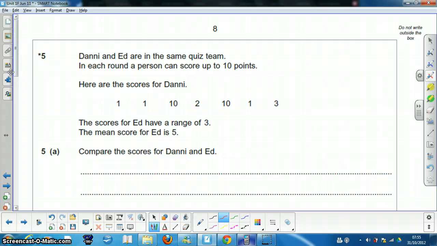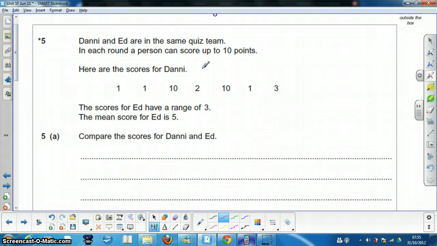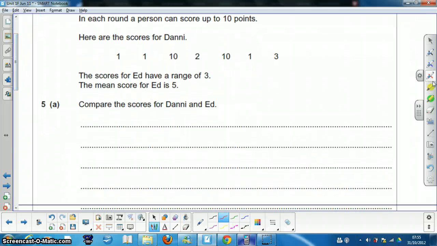Right, we're getting there now, we're about halfway through. Danny and Ed are in the same quiz team, and each round a person score up to 10 points. Here are the scores for Danny. The scores for Ed have a range of 3. The mean scores for Ed is 5. Compare the scores. What we've got to do is find the mean for Danny, and also the range for Danny.